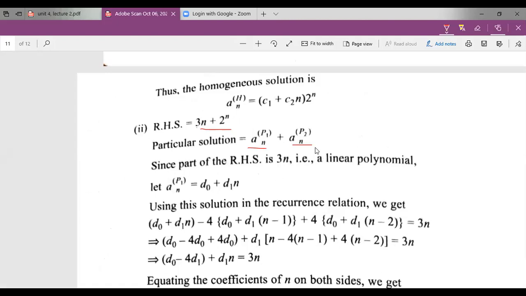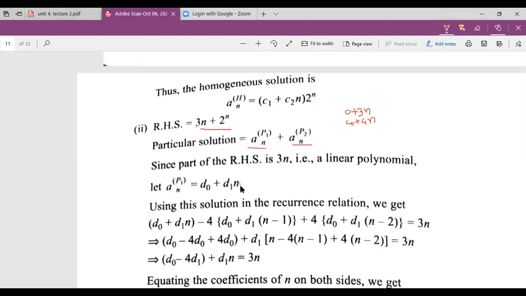3n can be written as 0 + 3n. So this is of the form c0 + c1 n. So the solution is d0 + d1 n. So the particular solution 1 is d0 + d1 n.